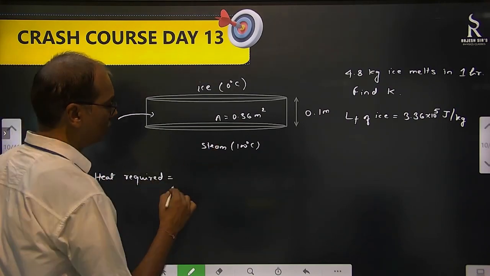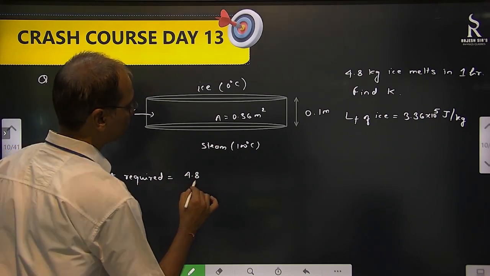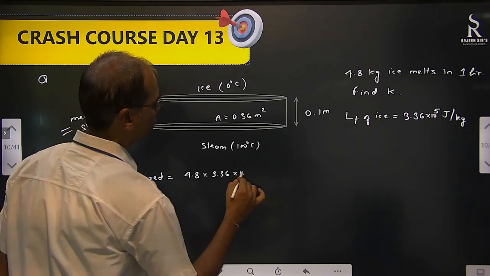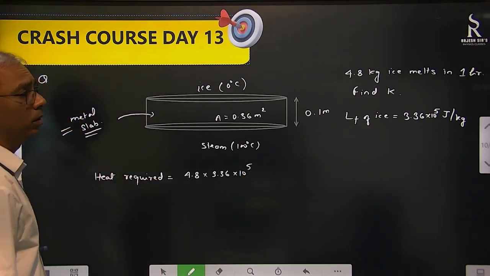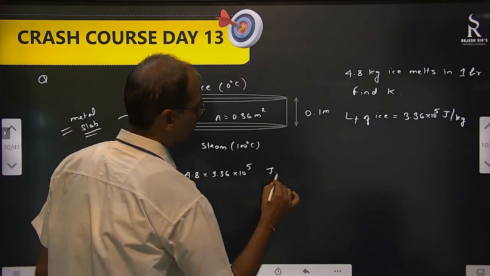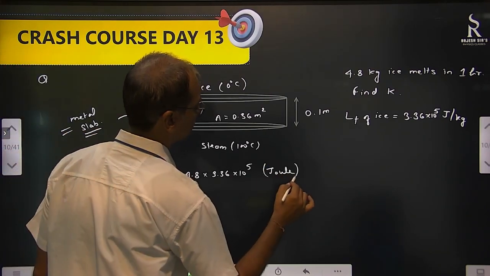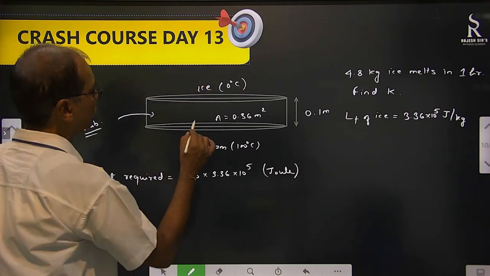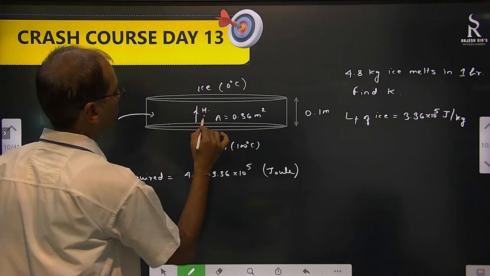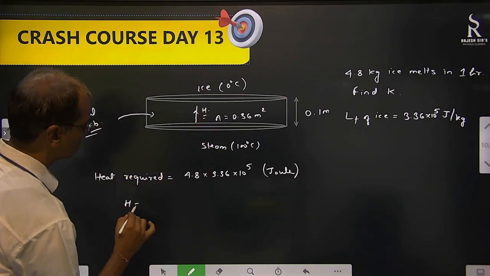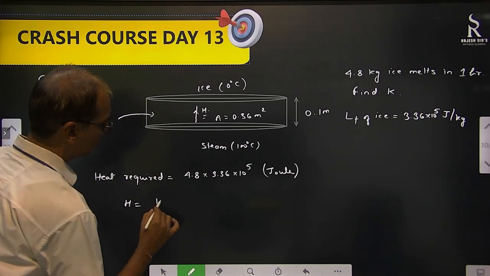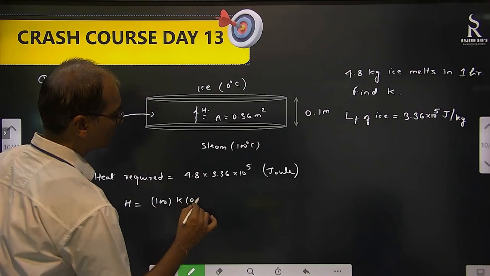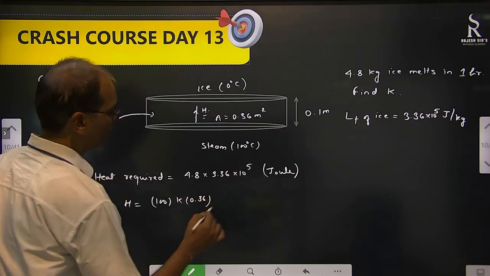Okay, so 4.8 kg into 3.36 into 10 to the power 5. This much heat is required. How much? Joule. Okay, now what is happening? How much heat is getting transferred from here? Let's say H. H is what? Delta T. Delta T is 100. K. A is 0.36 by length. Length is 0.1 meter.